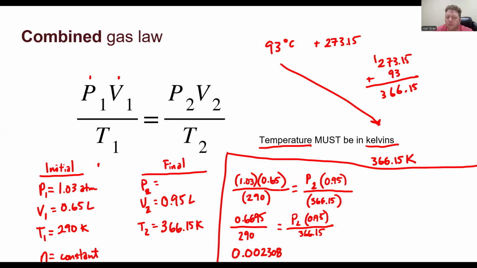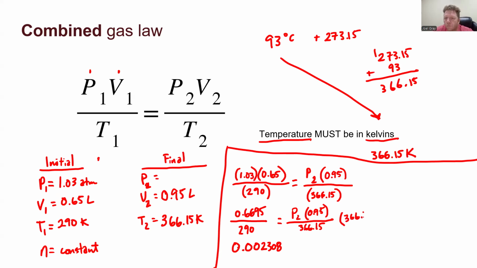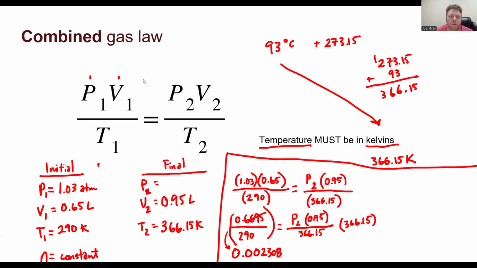What I'm going to do with that is multiply each side by 366.15. So whatever this number right here that I came up with, I'm multiplying it by 366.15. I'm leaving it in my calculator. Let me go ahead and share my screen and show you that real quick. So it actually works like that.